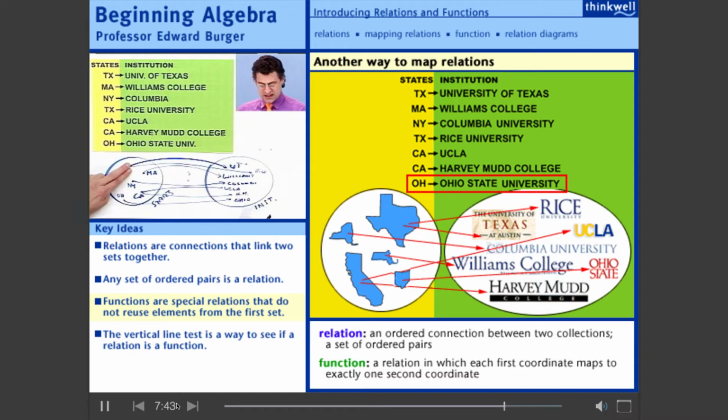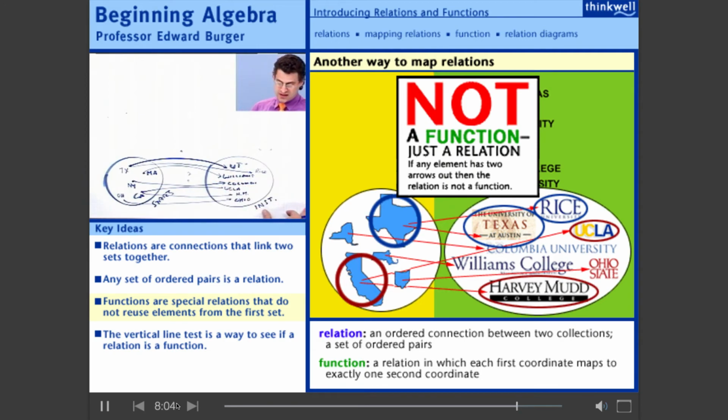But since I see here there are two arrows, you can see that this, as a first coordinate, is associated with two different schools as second coordinates, both UT and Rice. Similarly, California actually has two things that it's paired up with. So if I say I'm thinking of Texas, you don't know for sure which school I'm thinking about, because there are two possibilities. This is not a function. It's not well defined, we say. It's a relation, but it's not a function.